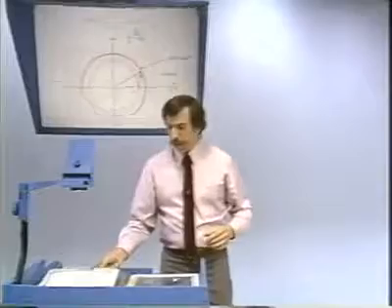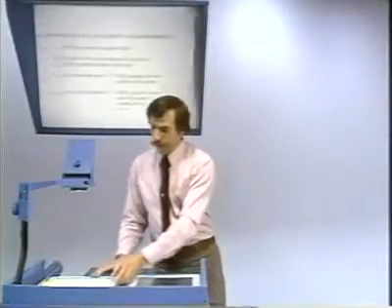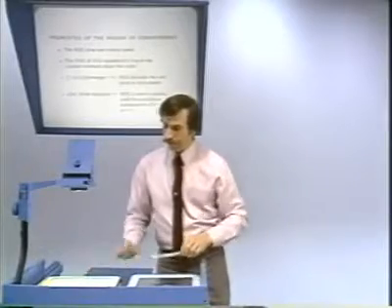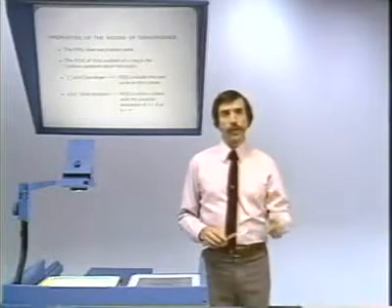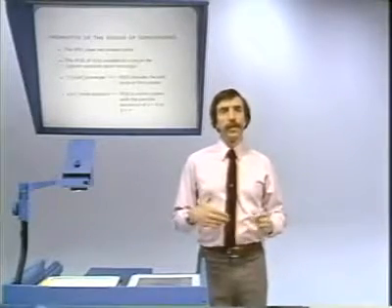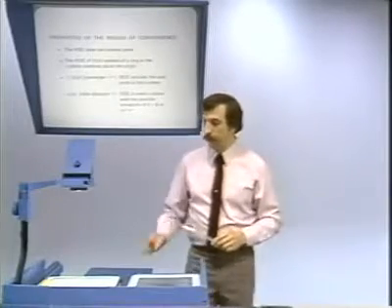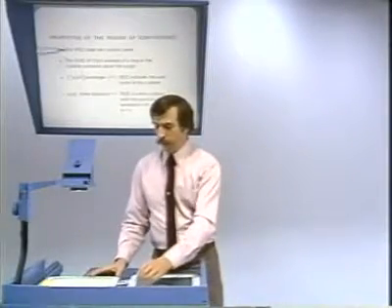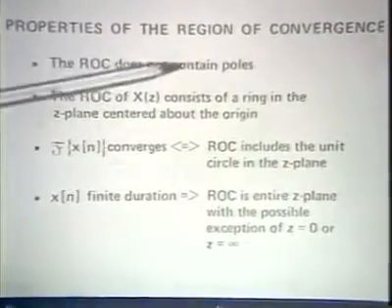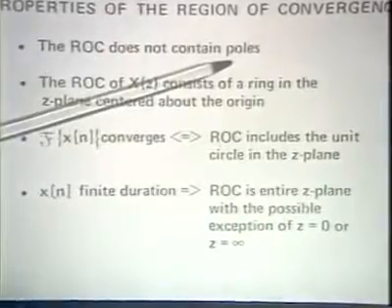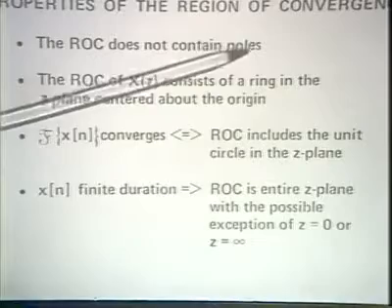And in particular, there are some important properties of the region of convergence which allow us, given that we know certain characteristics of the time function, to then identify the region of convergence by looking at the pole-zero pattern. For example, we recognize that the region of convergence does not contain any poles because at poles, the z transform, in fact, blows up and, of course, can't converge at that point.